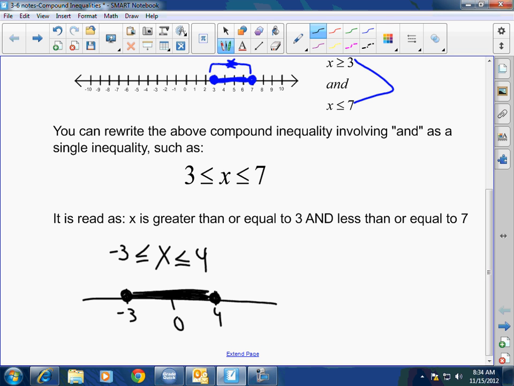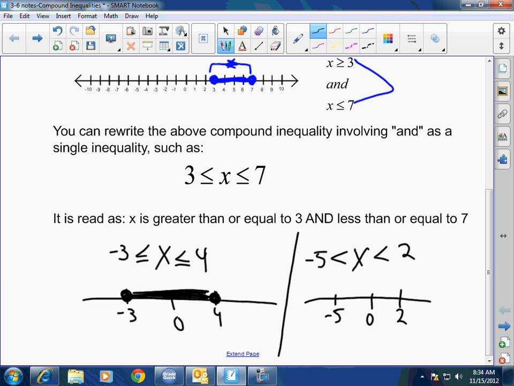Then it's just an open circle. Yes, of course. Why wouldn't you? It's any combination of any inequality. X is greater than negative 5, but less than 2. So, negative 5, 2, open circle, and x is greater than negative 5. Open circle, it's less than 2. Of course that can work. Thank you. That makes sense for the ands. Okay. Yes?